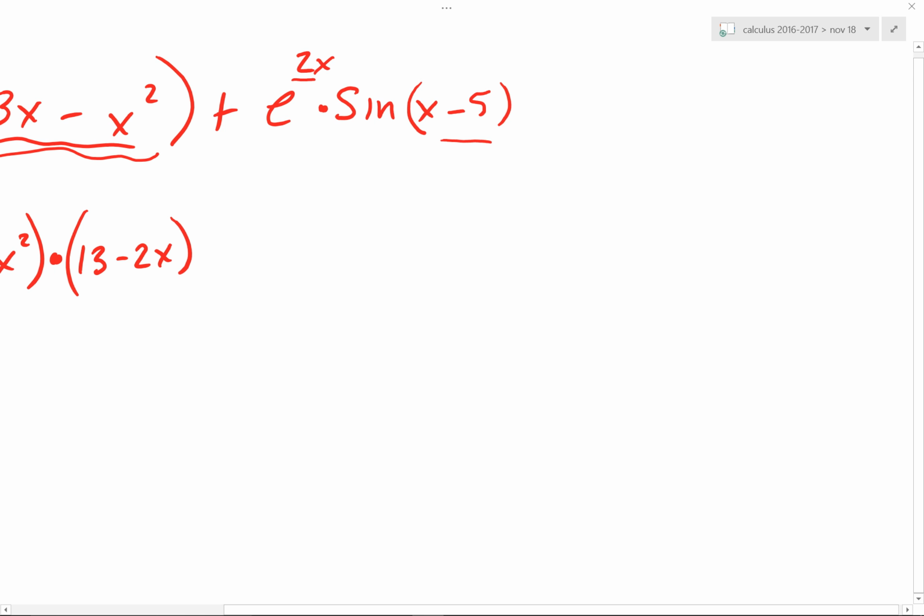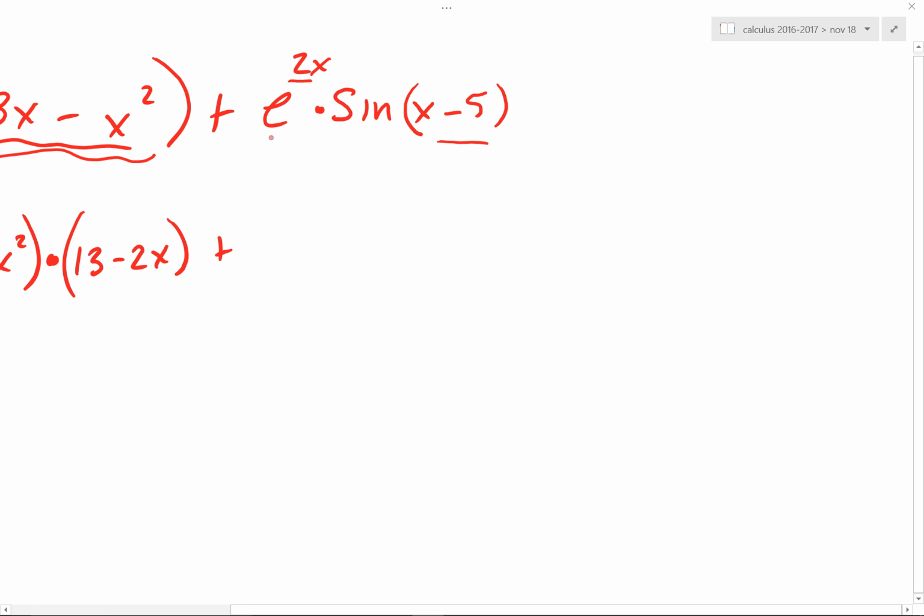Now let's look at this piece here, shall we? Plus. What's the derivative of this thing? Well, you have to do product rule first. So what's the derivative of e to the 2x? What? Say it, Hannah. Say it, woman. Let's go.